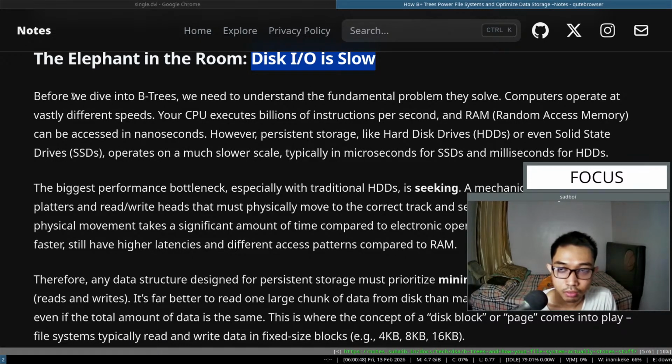First we dive into B-trees. We need to understand the fundamental problem they solve. Computers operate at vastly different speeds. Your CPU executes billions of instructions per second. And RAM, or random access memory, can be accessed in nanoseconds. So not seconds, but nanoseconds.